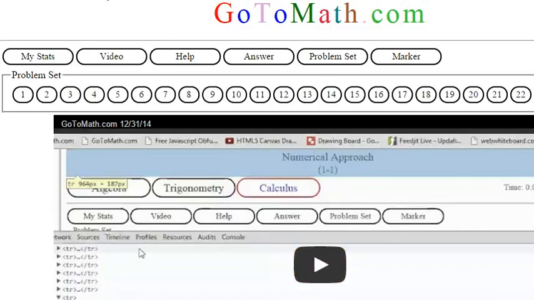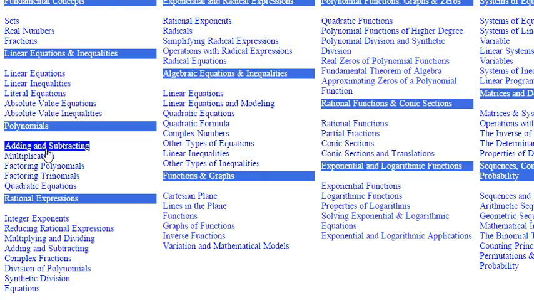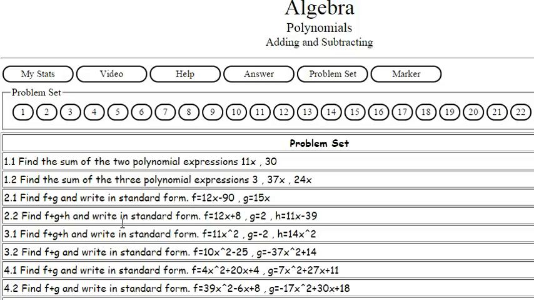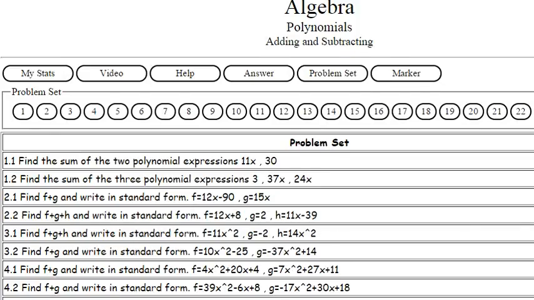Okay, we're over here, go to gotomath.com, click on the algebra. Let's go down to, what are we doing? Adding and subtracting? I guess that's what we're doing. Okay. And 6.2.